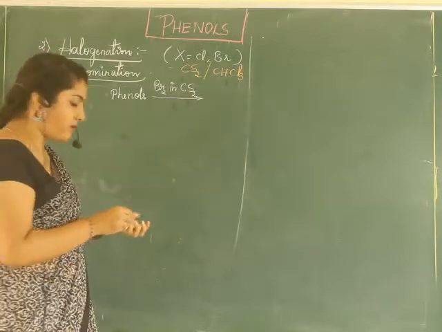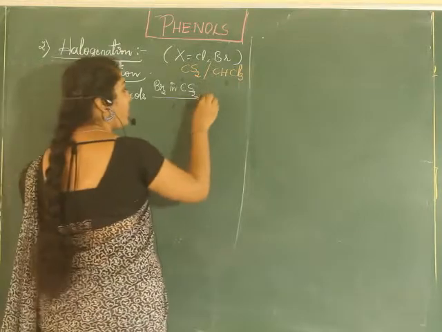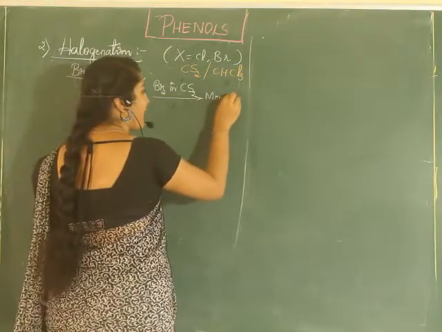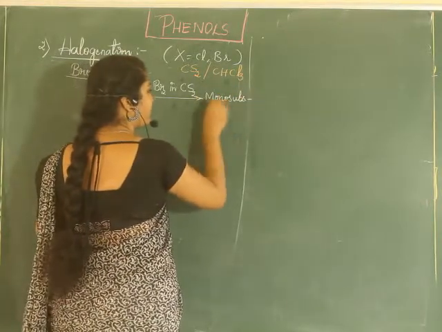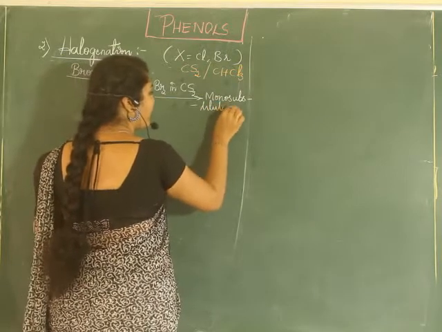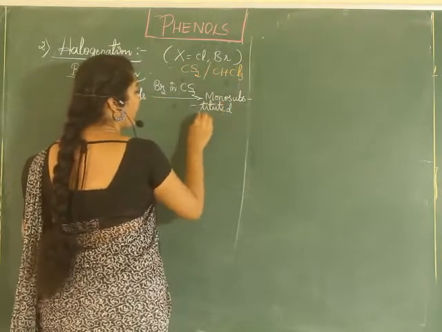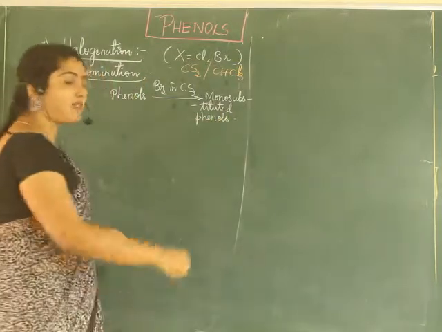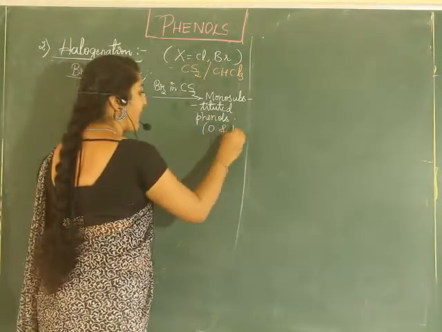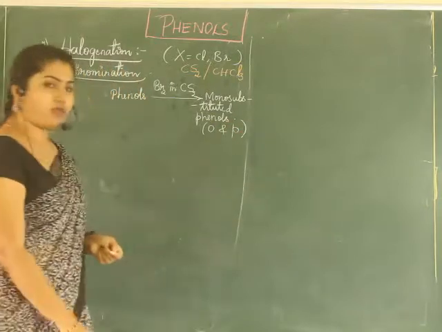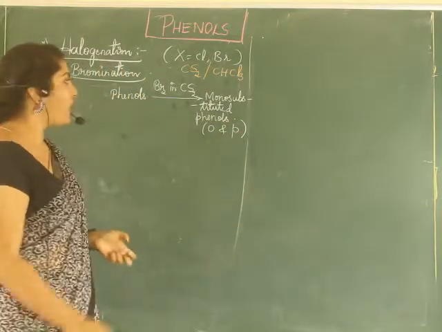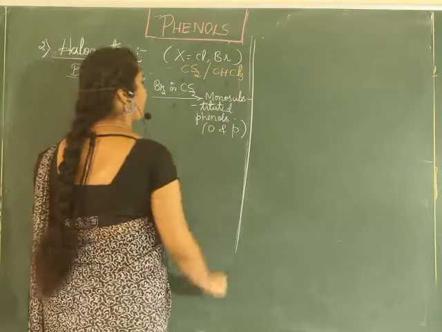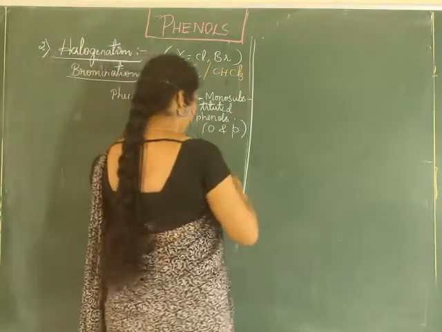Bromine in carbon disulfide. You know what you are going to get? You are going to get monosubstituted phenols. That is, ortho and para phenols you are going to get. We'll see how.